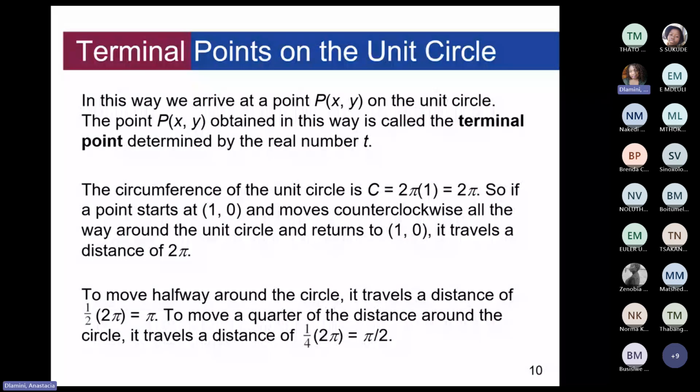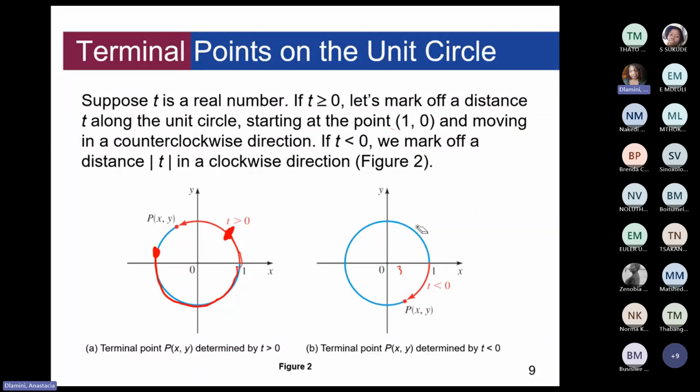So let's continue. Can you explain again, ma'am? Okay, because they give you a t, and remember, t is the distance, right? So they are saying, let's say, give me the terminal point determined by t, where t is pi over 2. They're saying give me where you will land after moving a distance of pi over 2. Let's say t is equal to maybe 90. Where are you going to land? You know here it's 0, and here it's 90 degrees.